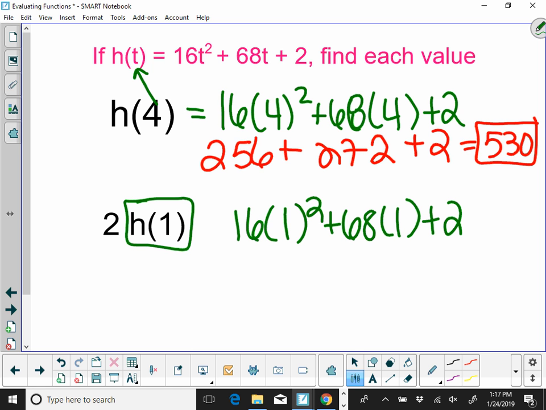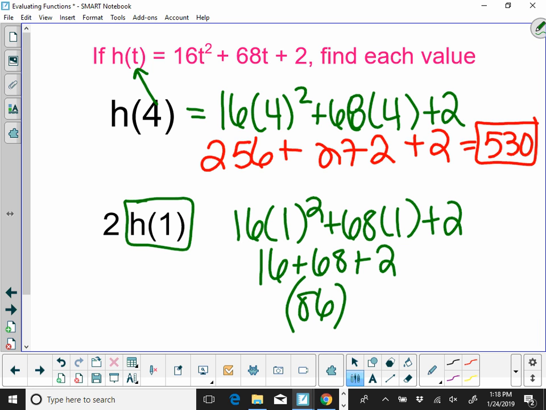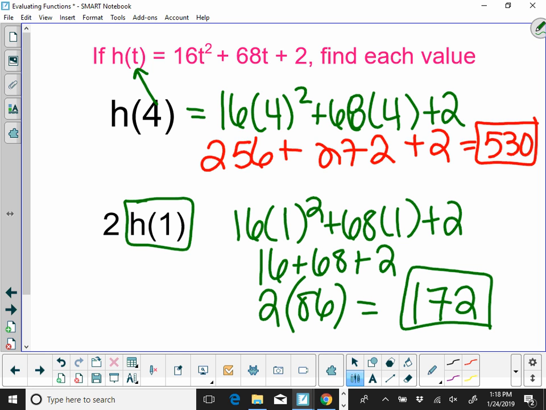This one? Oh, well, no. But here's what people do that's wrong. They say, oh, 2 times h of 1 is going to be the same thing as h of 2. And that's not correct. All right, so that's going to give me 16 plus 68 plus 2, so that's what, 86? Okay, so h of 1 was 86, and then what do I need to do with that? Multiply it by 2, which gives me a final answer of 172.